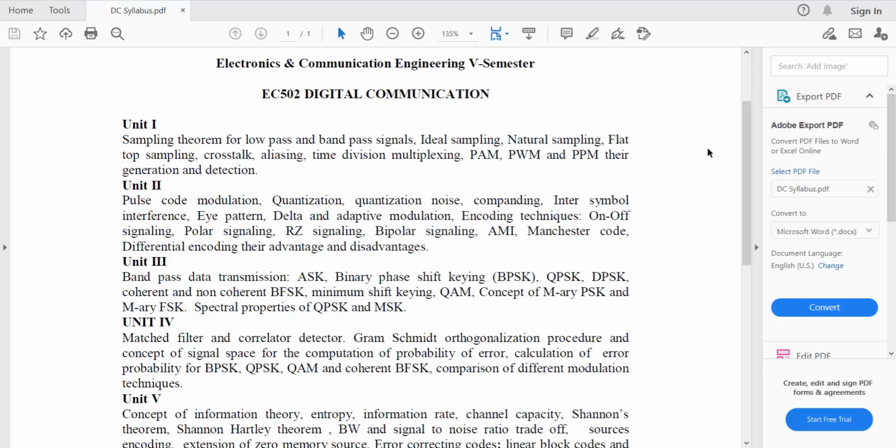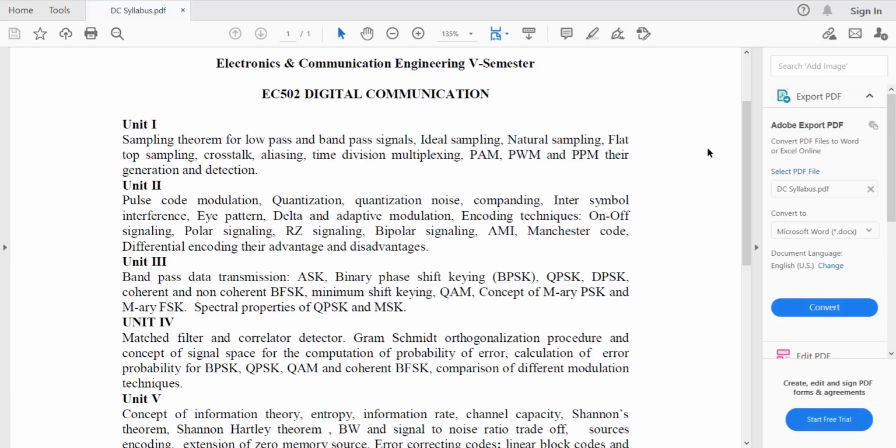And then comes eye pattern. Eye pattern is basically used for visualizing patterns on the CRO. We'll see what it is used for and how we can use it as and when we go to this topic.